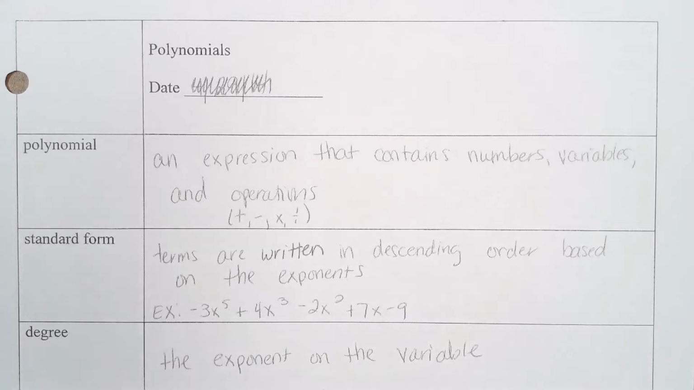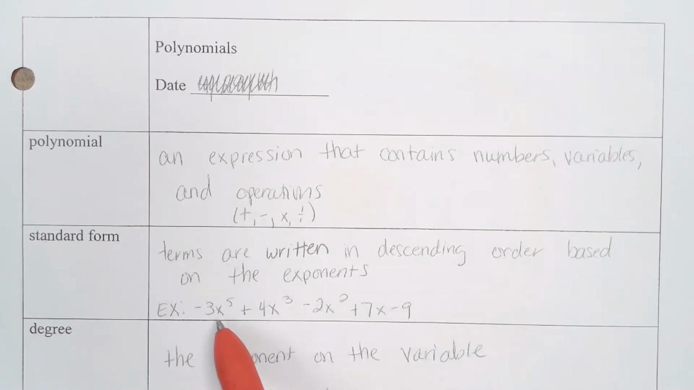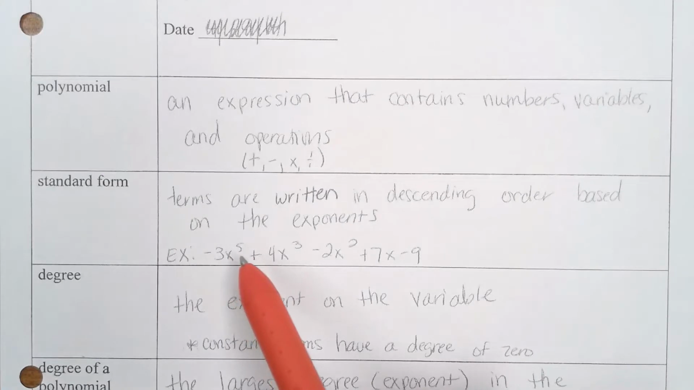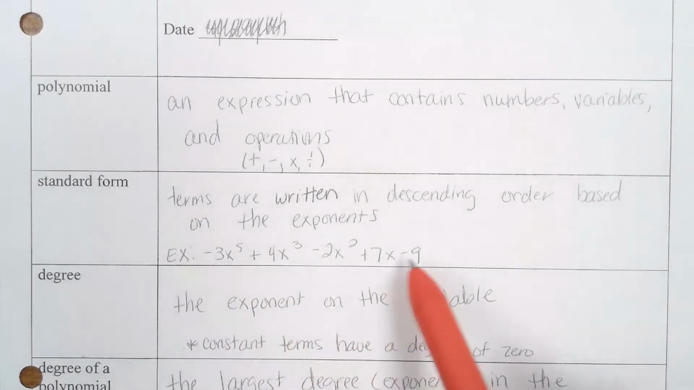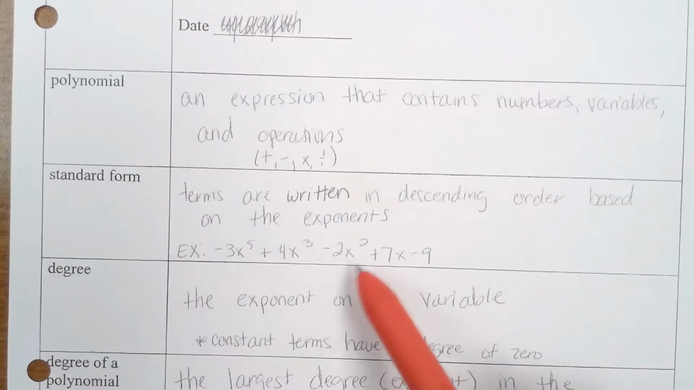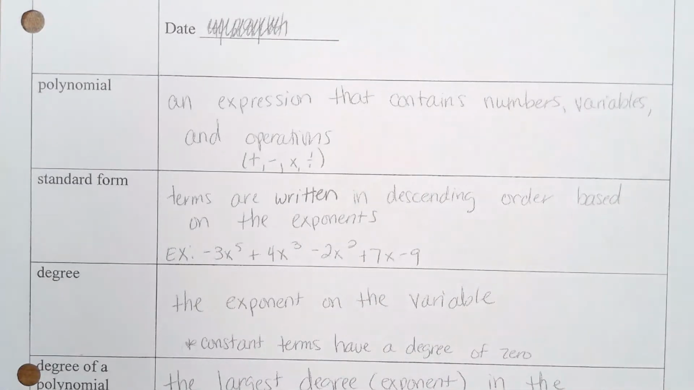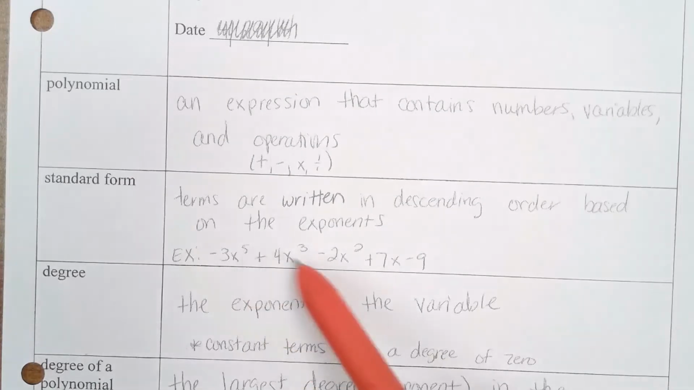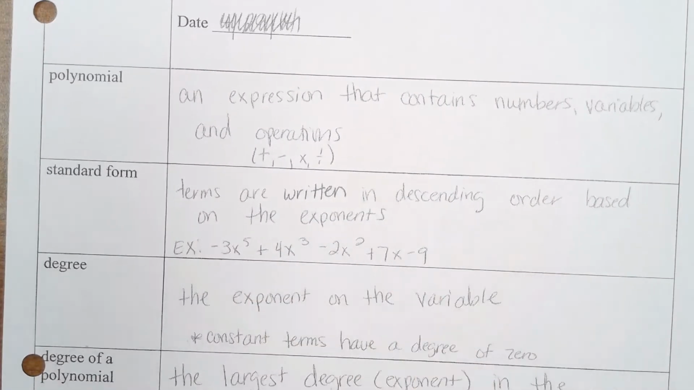When you are writing or computing with polynomials, you always have to write them in standard form. That means the terms are written in descending order based on the exponents. For example, we have x to the fifth, x to the third, x squared, x, and no x. When you write polynomials in standard form, you are always writing them in order based off of their exponents, and it's always going to be attached with a variable.